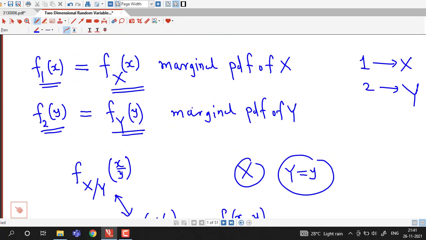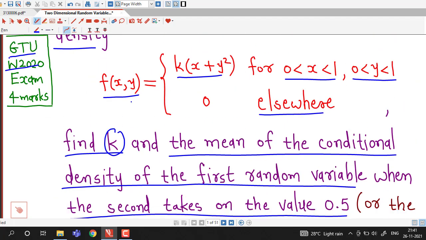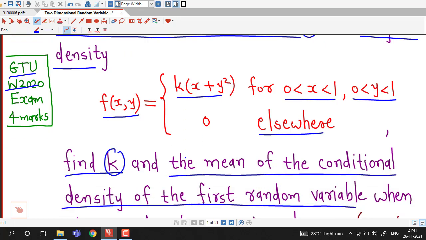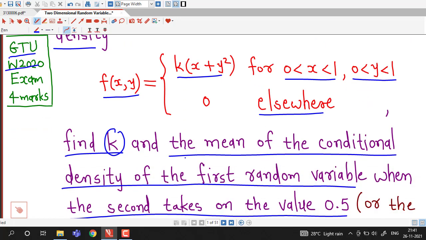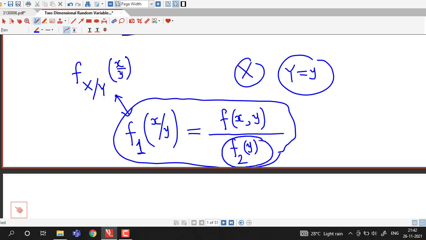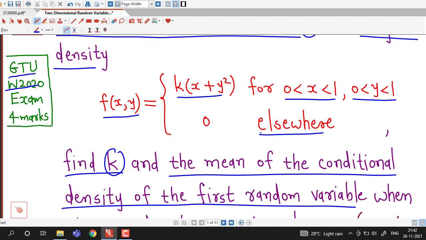So here first we have to find the value of k, so that this f(x,y) is a joint probability density function, or it is given that f(x,y) is a joint probability density function. So we have to find the value of k, and once we find the value of k, we will be able to decide this conditional density function of random variable x given that y equal to small y. For that we have to decide the marginal density of random variable y, or the marginal density of the second random variable. So first we find the value of k.